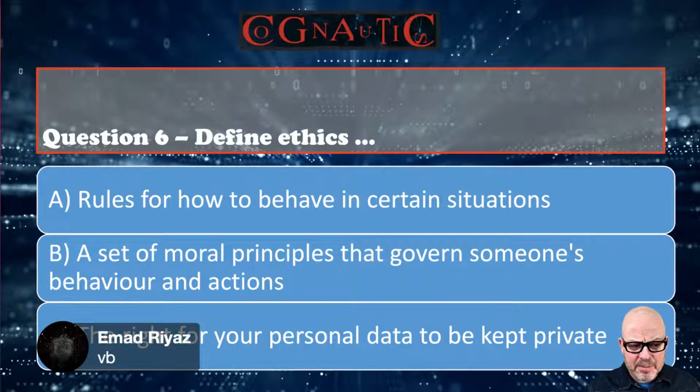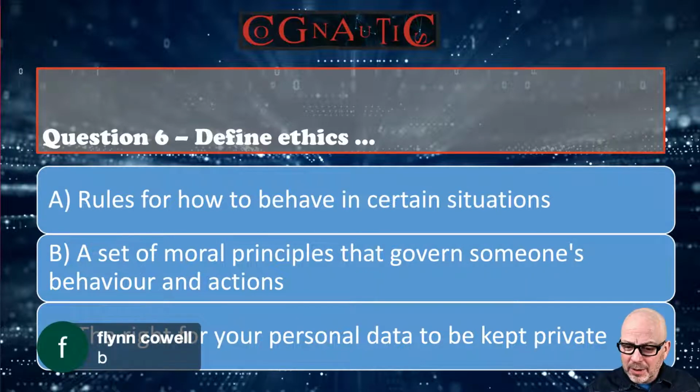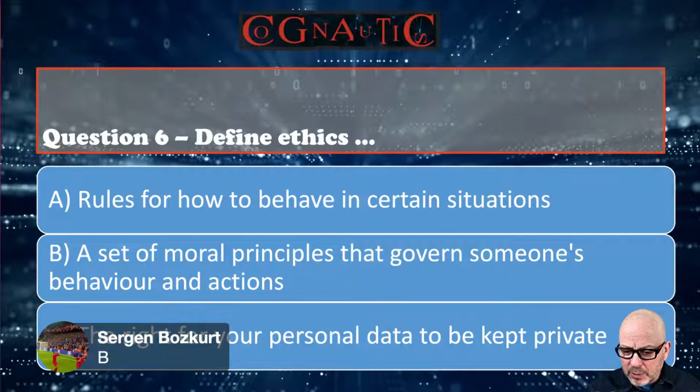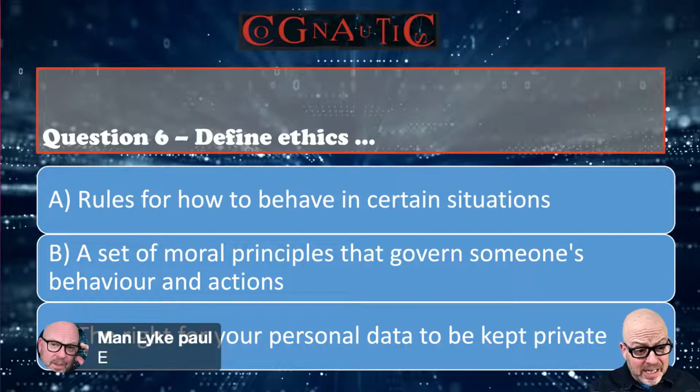I think it's catching. Emad's invented a new one. I'm going to assume that's B and not VB. We've got Aditya with a C. Ooh, split the crowd here. We've got Flynn with a B. We've got Swiftblade with a double C. Good Lord, you're creating new questions here. Conso Bonso with a B. Sharji with an A. Sergen Boskurt with a B. We've got Emily May with a B. And we've got Man Like Paul with an E.